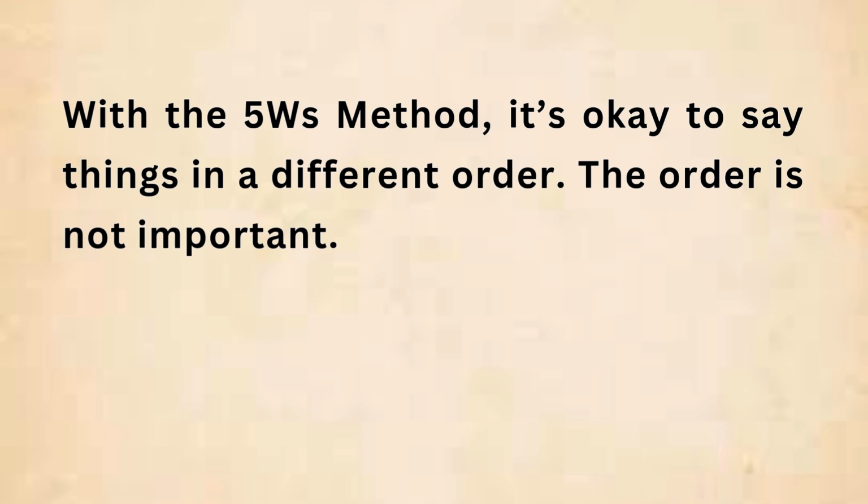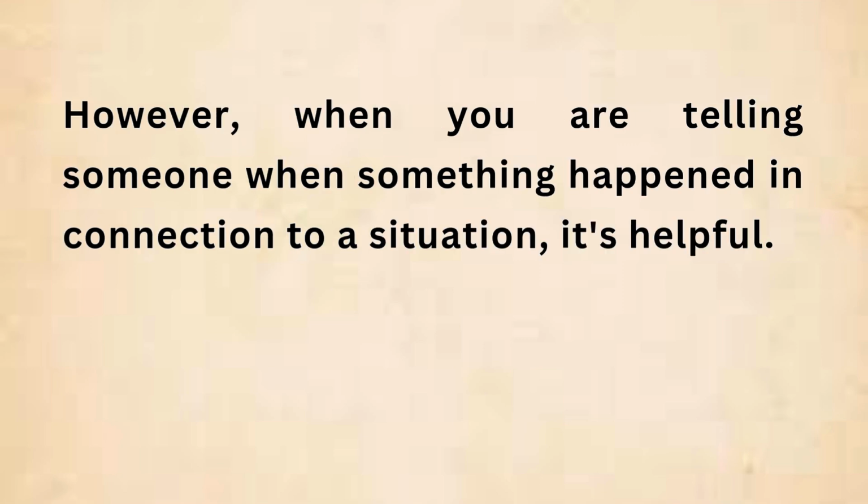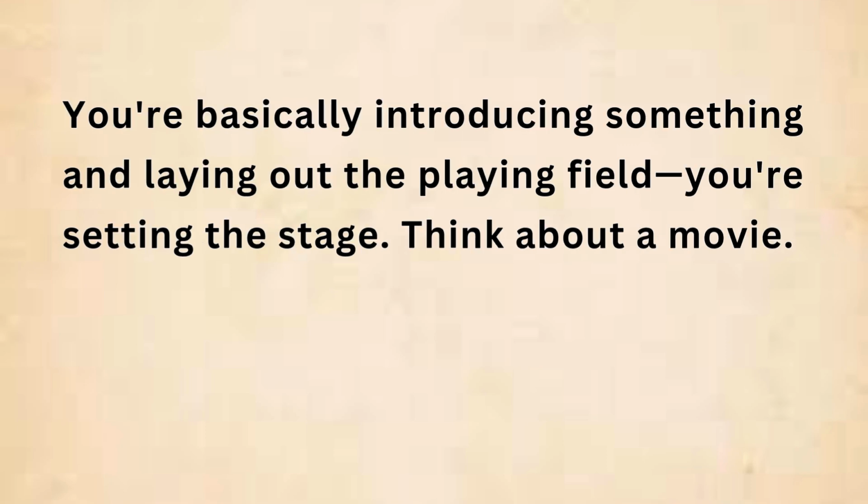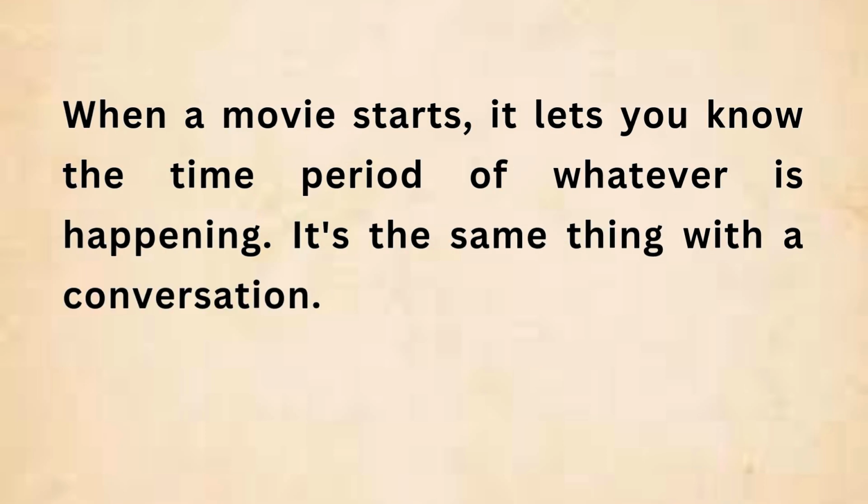With the 5 W's method, it's okay to say things in a different order. The order is not important. However, when you are telling someone when something happened in connection to a situation, it's helpful. You're basically introducing something and laying out the playing field. You're setting the stage. Think about a movie. When a movie starts, it lets you know the time period of whatever is happening. It's the same thing with a conversation.